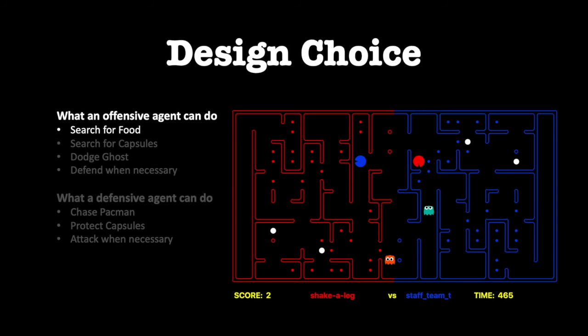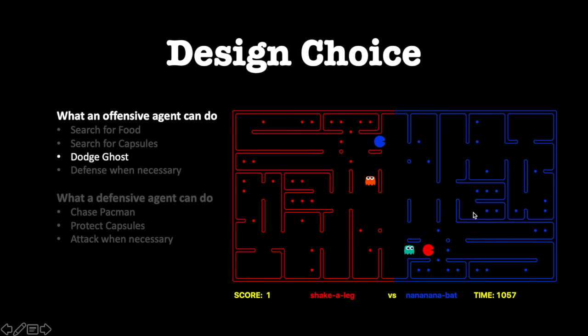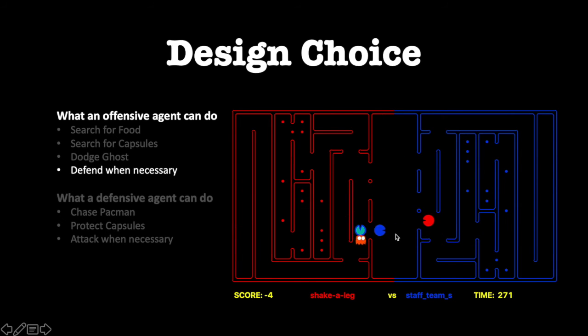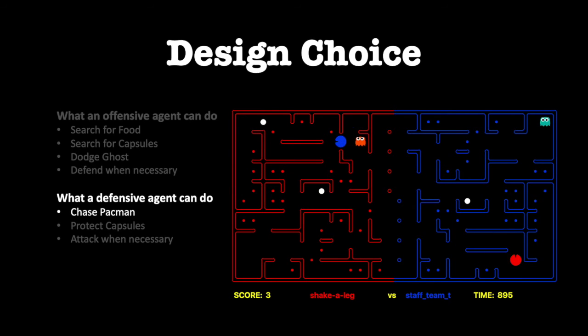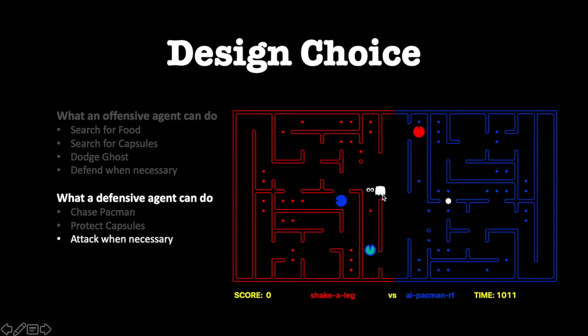Now let me show you our design choice. Our offensive agents can search for food, search for capsules, dodge ghosts, and defend when necessary. And our defensive agent can chase a Pac-Man, protect capsules, and go to attack when necessary.